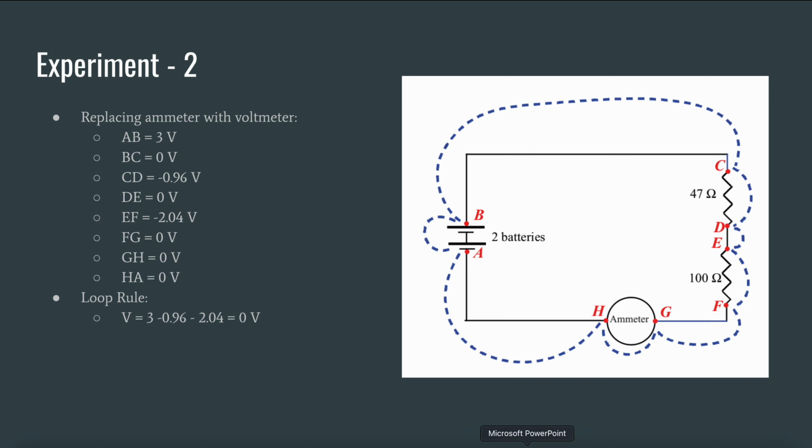So in the second part of the experiment, after replacing an ammeter with a voltmeter, overall we find that the C to D was equal to negative 0.96, and E to F is equal to negative 2.04 V, and A to B overall is equal to 3 V. And using the loop rule, we find that the total V is equal to 0.